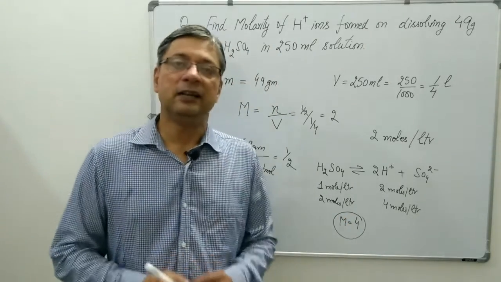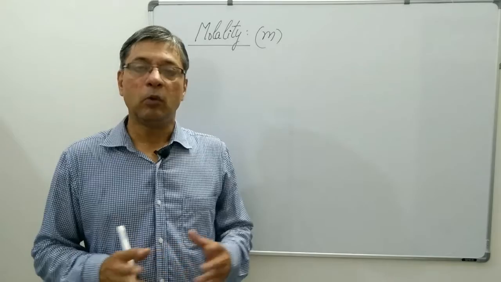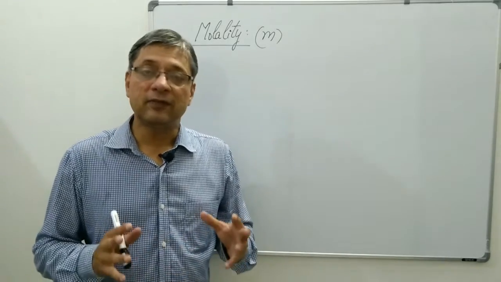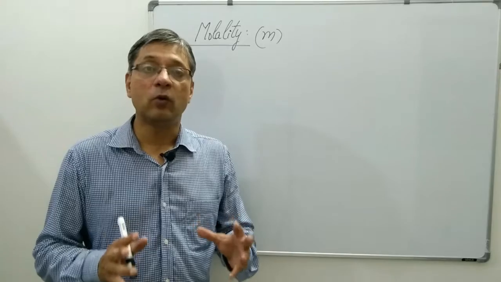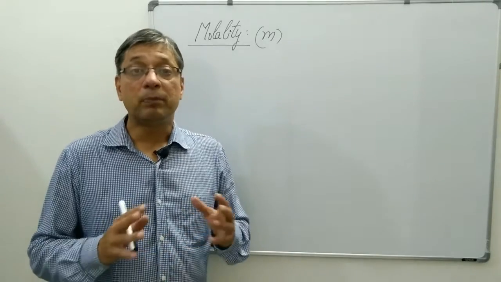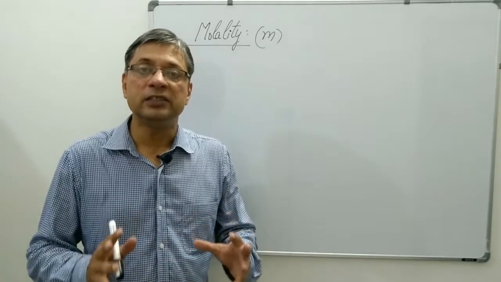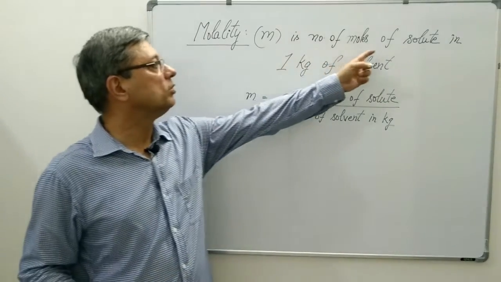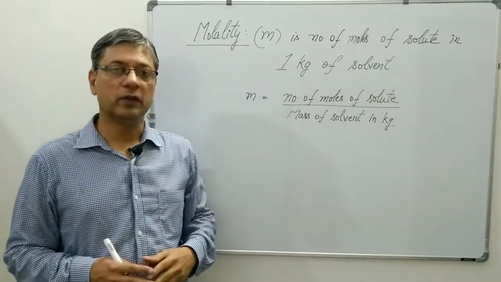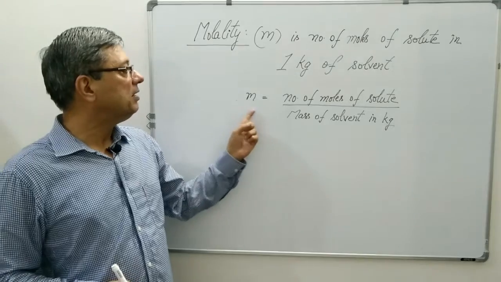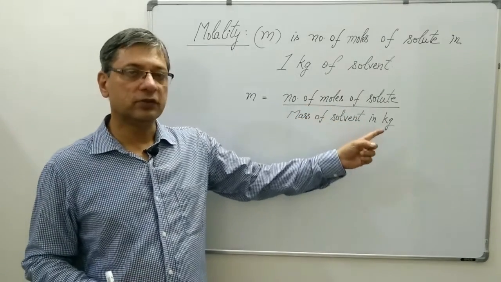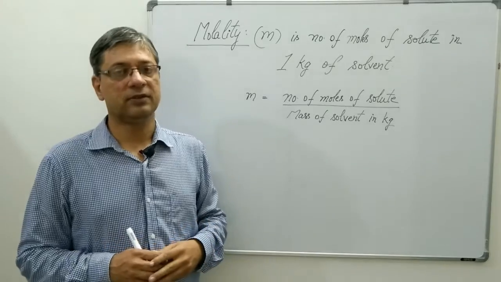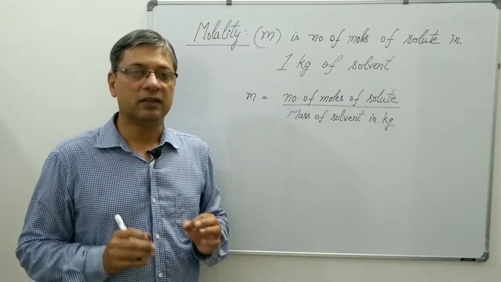Let's now understand molality. Molality is denoted by a small m. It is defined as number of moles of solute present in 1 kg of a solvent. Molality is number of moles of solute in 1 kg of solvent. Mathematically, m is equal to number of moles of solute upon mass of solvent in kilograms. Let us try a numerical on it.